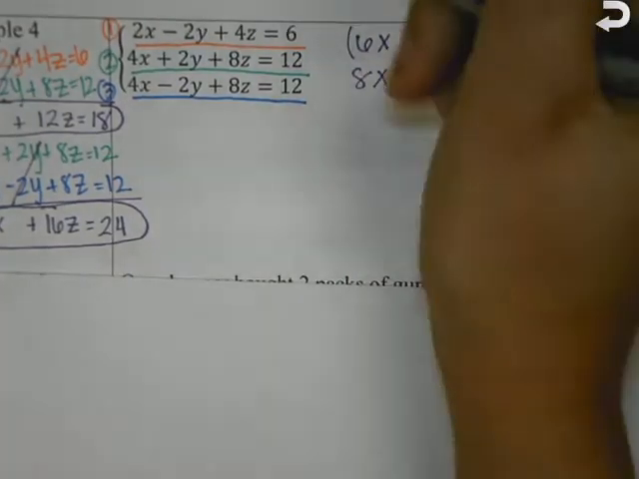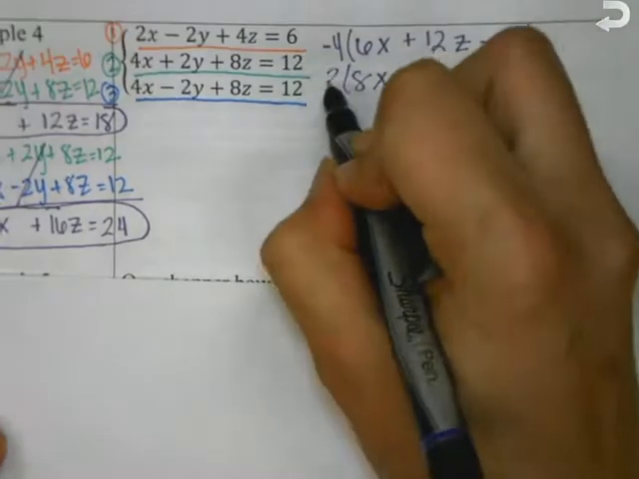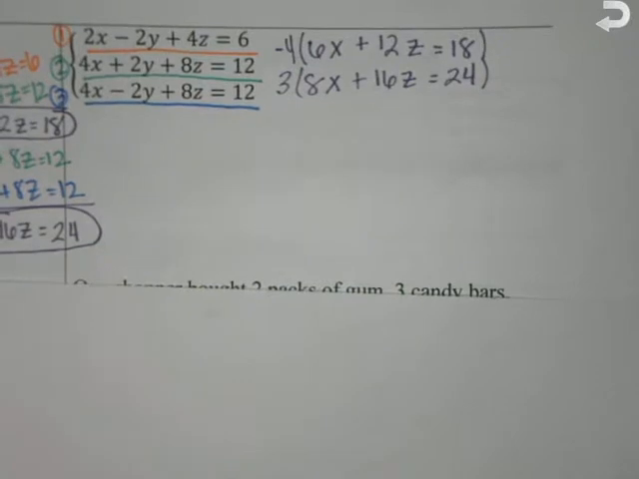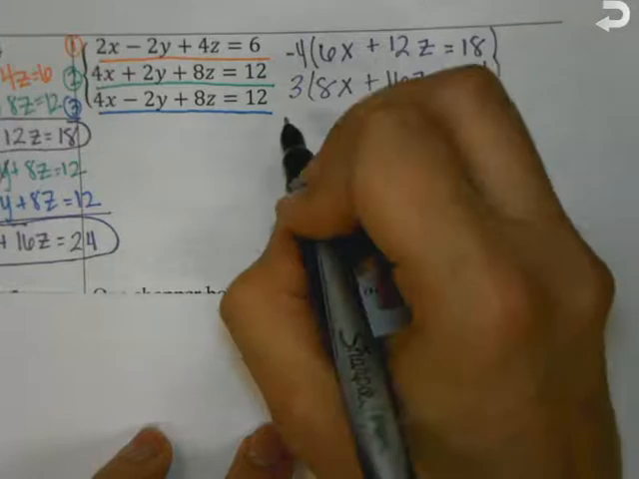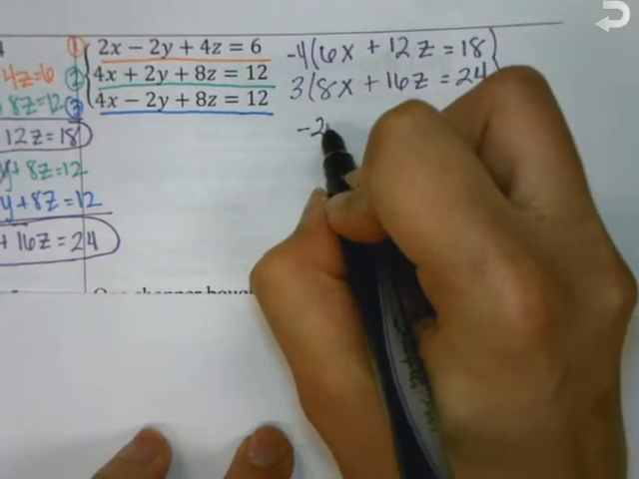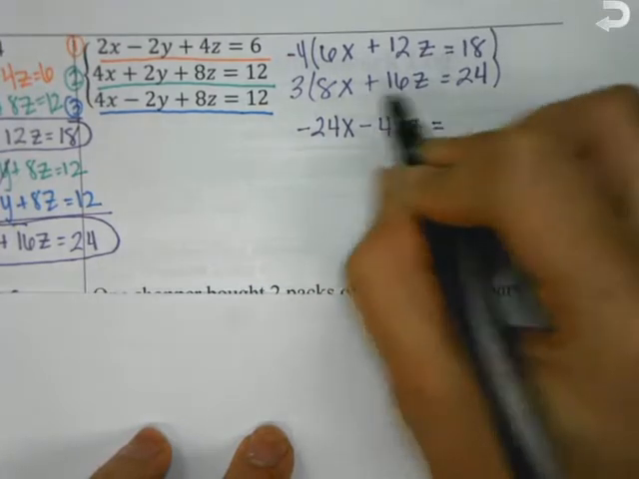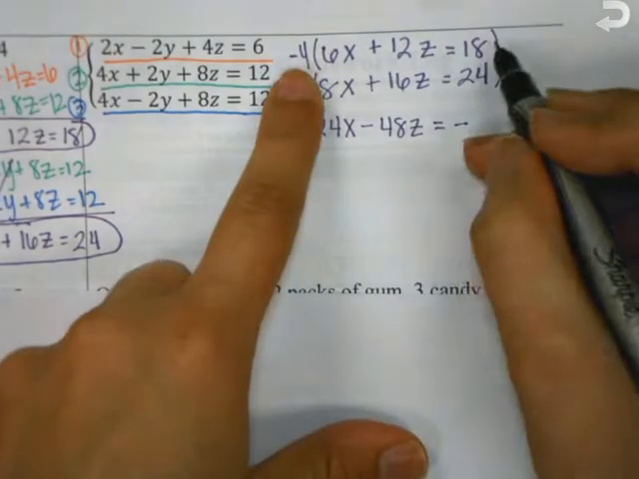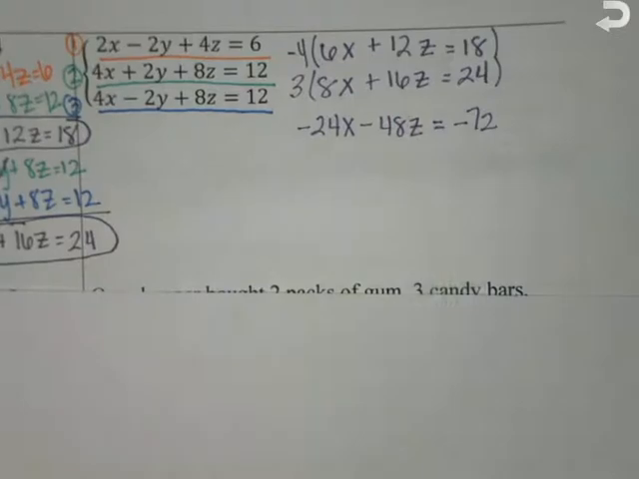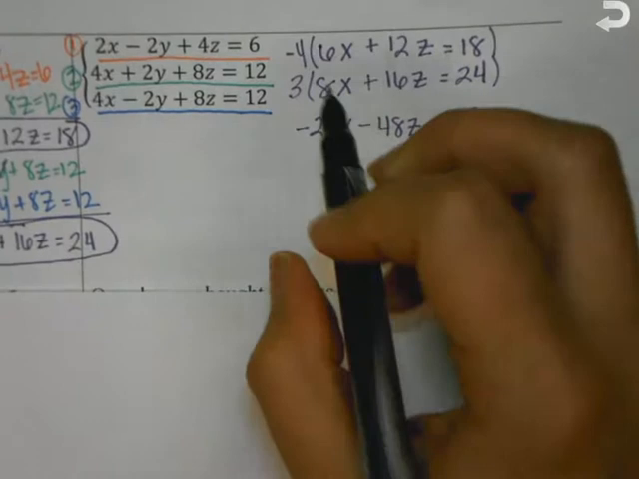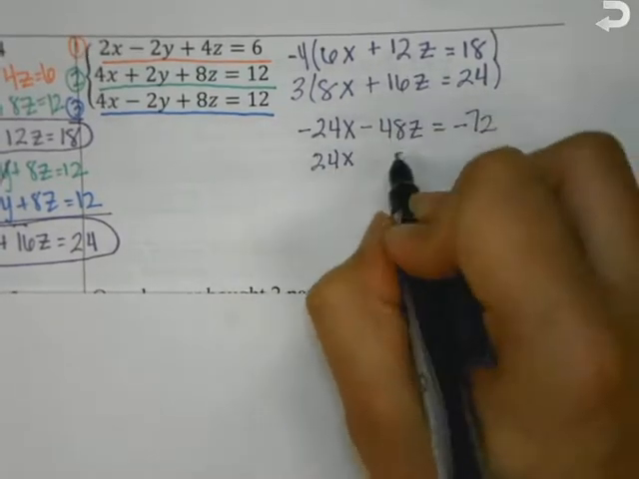I'm just going to write it right below. So when I distribute, that's going to give me negative 24x minus 48z equals negative 4 times 18, which gives me negative 72. Okay, distribute the 3. So that's positive 24x, 3 times 16 gives me positive 48z, right? Equals positive 72. Uh-oh.